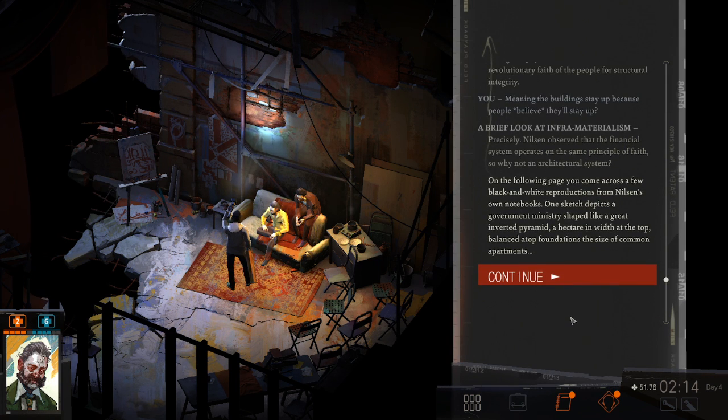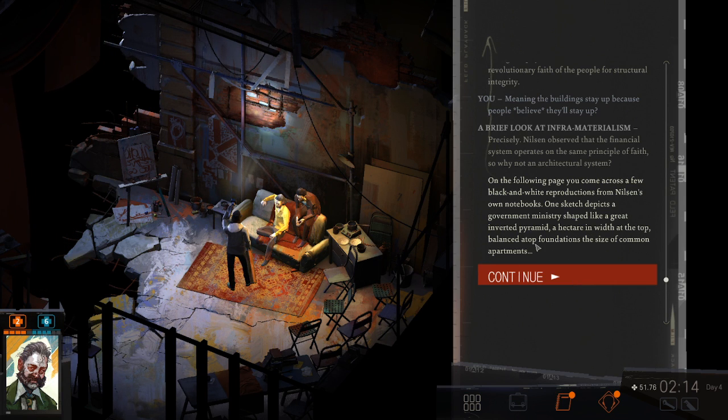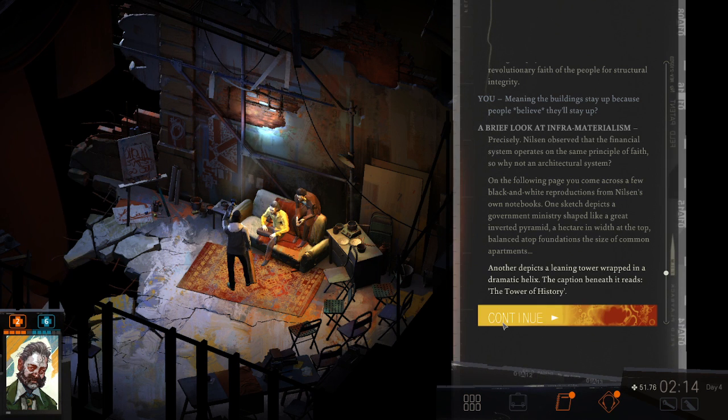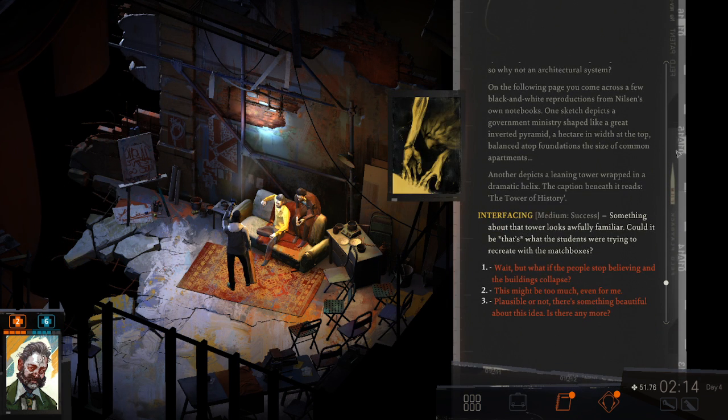On the following page, you come across a few black and white reproductions from Nilsson's own notebooks. One sketch depicts a government ministry shaped like a great inverted pyramid, a hectare in width at the top, with foundations the size of common apartments. Another depicts a leaning tower wrapped in a dramatic helix. The caption beneath it reads, "The Tower of History." Something about the tower looks awfully familiar. Could it be that's what the students were trying to recreate with the matchboxes?